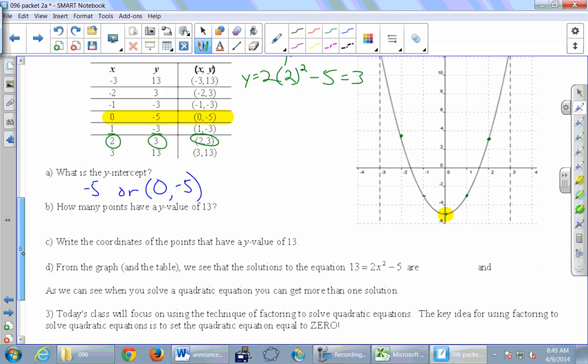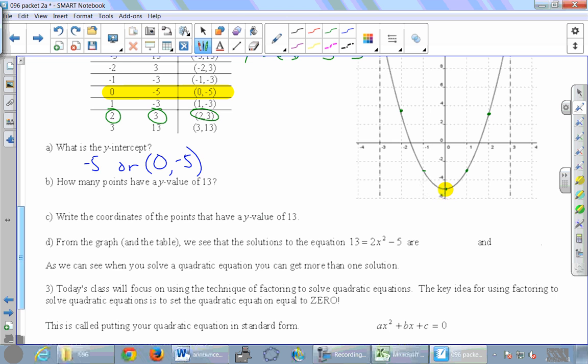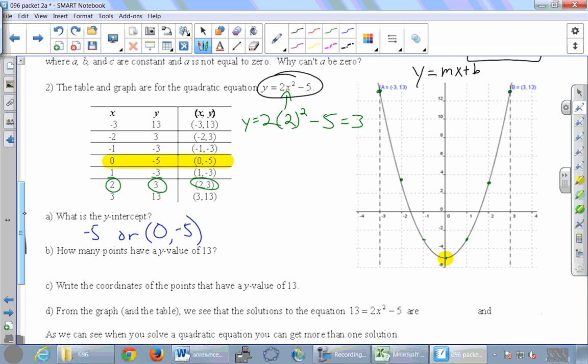Okay, part B. How many points have a y value of 13? Okay, let's go up here to the graph and figure out how many points have a y value of 13. So if I go to y equals 13, which is near the top of the graph, maybe right around here, and then I look left and right, how many points do you find that are on the curve? You see the 2? So we can go out this way and find one, we can go out that way and find another one. So we see 2 points.